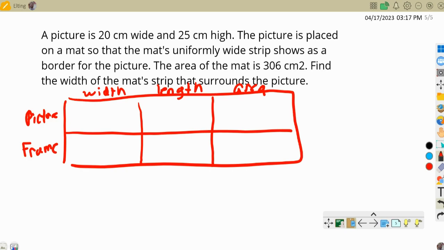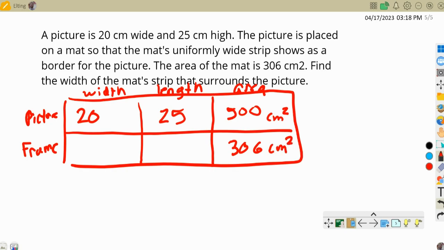But anyways, it says the picture is 20 centimeters wide and 25 centimeters high. Okay, well that's easy. If I list the width and the length, that gives me area. 20 times 25, last time I checked, would be 500 centimeters squared. So that's nice. That's a nice number. And then it says the area of the mat is 306 centimeters squared.